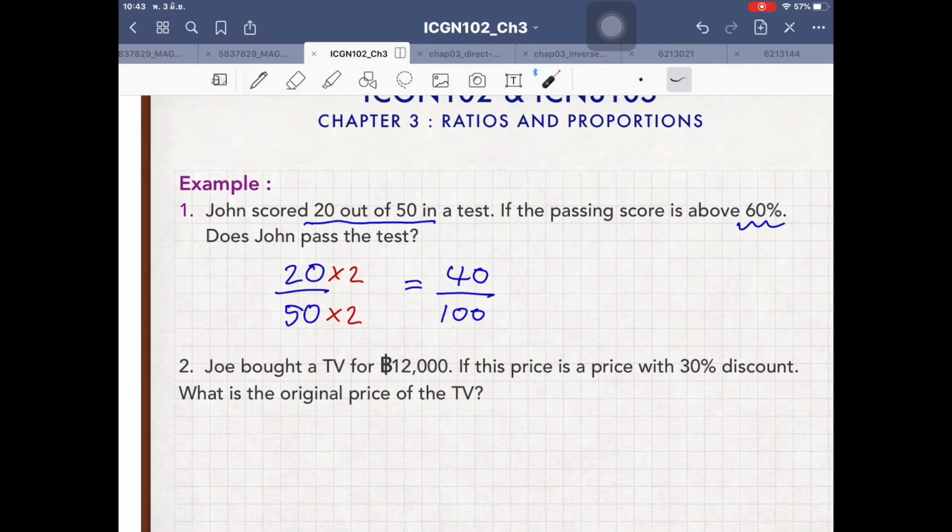All right, and now you compare the number 40 to the number 100. So this will be the term of 40%. Okay, so you can see that John can get a score of just 40%. But to pass the test, he needs to get at least 60%. So the conclusion is John does not pass the test.